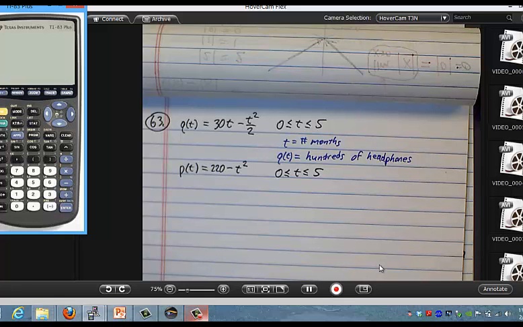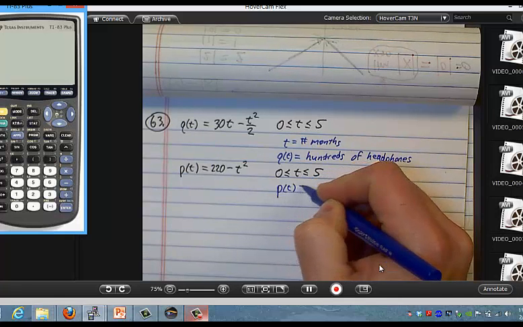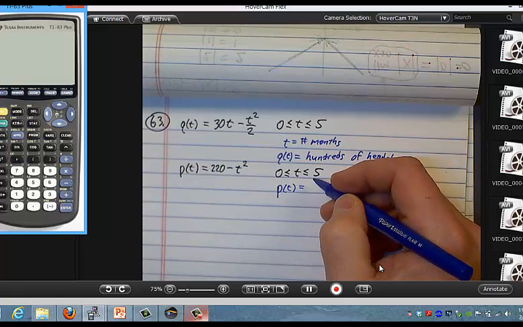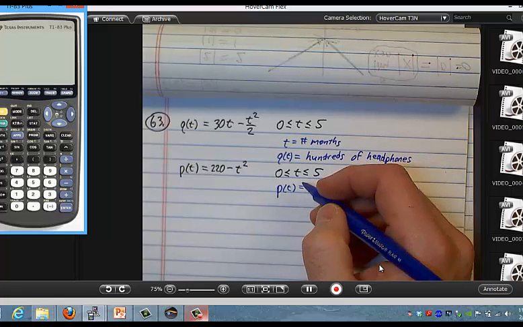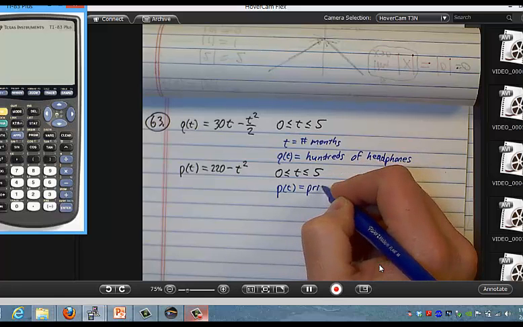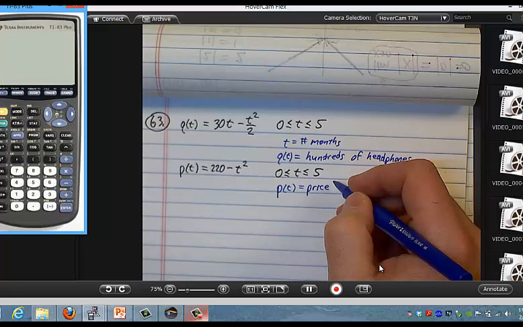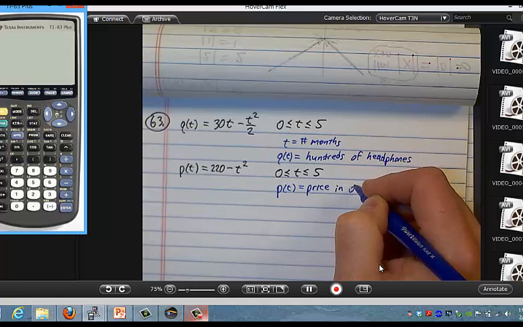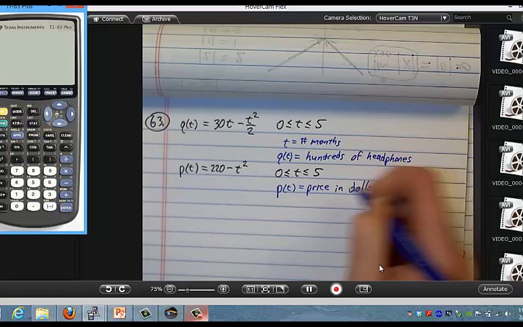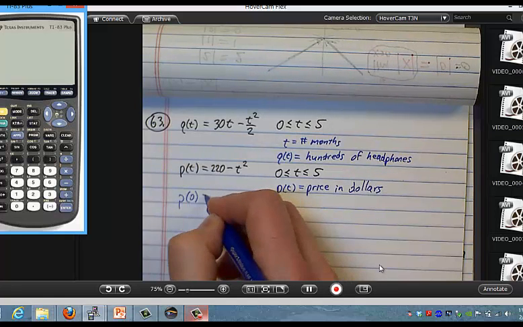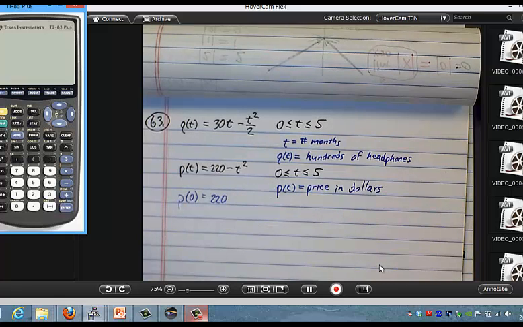Well, P of t is the price. Is it measured in dollars? Does it say dollars? Yeah. So why do you say $220? Because P of 0, for instance, is 220, right? By the way, do you think the price is going up or going down? I think it's going down too, because it seems like we're going to be subtracting something once t is bigger than 0.